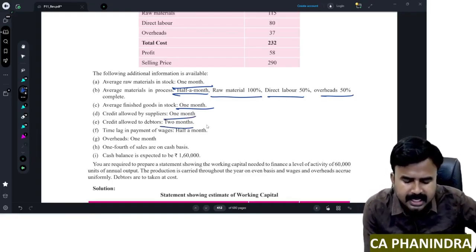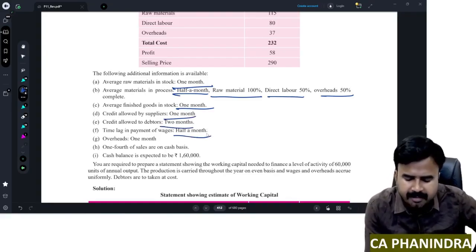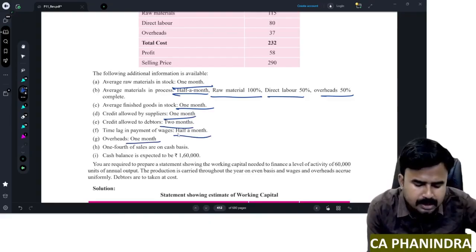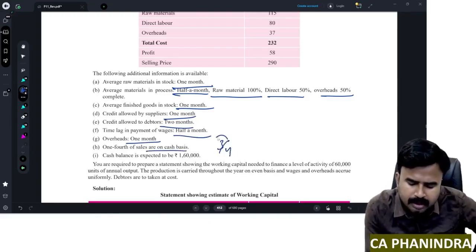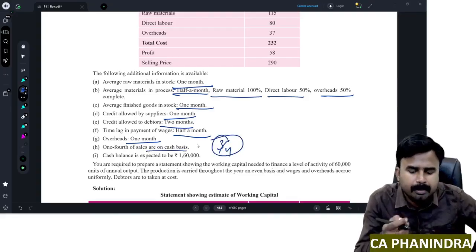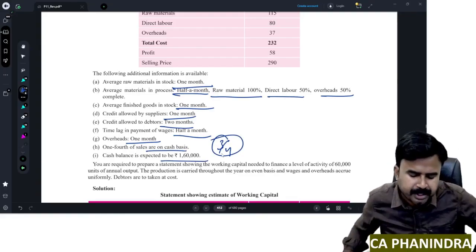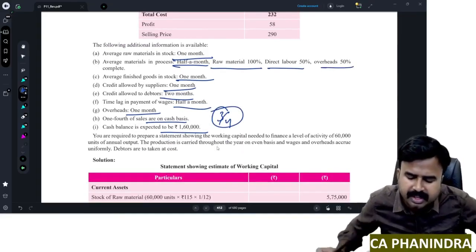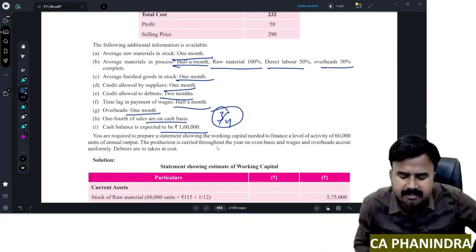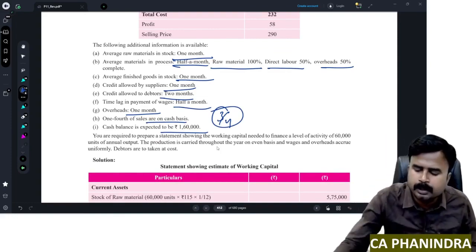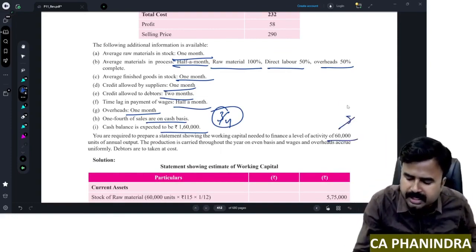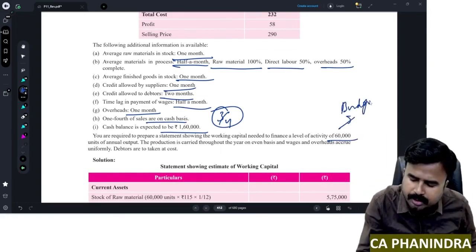Credit allowed to debtors, debtors collection period 2 months. Time lag in payment of wages, half a month. Time lag in payment of overheads, 1 month. 1/4 of the sales are on a cash basis, which means 3/4 are on a credit basis, applicable for debtors. Cash balance is expected to be 1,60,000. You are required to prepare a statement showing the working capital needed to finance an activity level of 60,000 units of annual output. These are your budgeted production units.